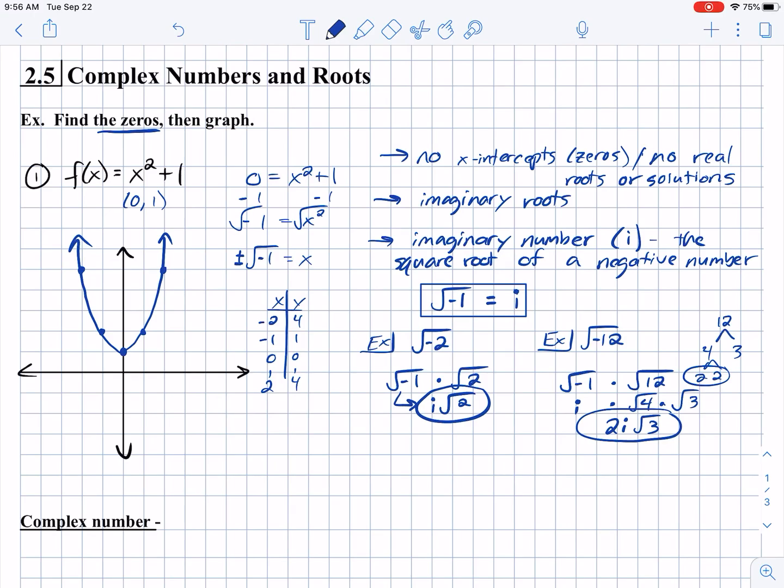So imaginary numbers can be written in the form bi, where b is the real number and i is the imaginary number, right? And these all make up a complex number. So a complex number is just a number, and we're going to get down there to our definition in just a sec, a number that's made up of real and imaginary parts.